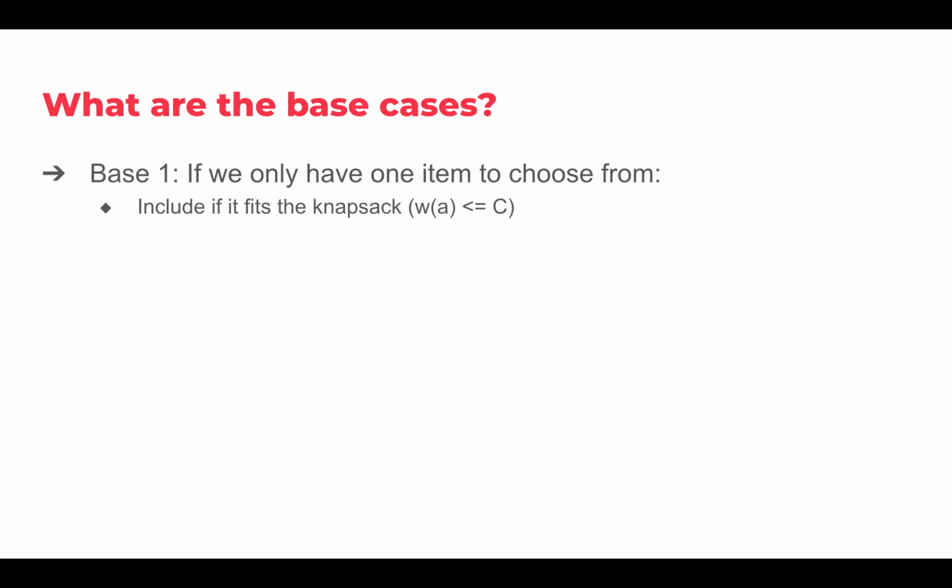The first one is we include it in the knapsack if the weight of that item is less than the space available in my knapsack. So that's similar to the sort of condition we had before, which means I'll include it, which means I'll get the profit of the item, or I don't include it, I ignore it if it does not fit my knapsack. So this is going to be my first base case there.